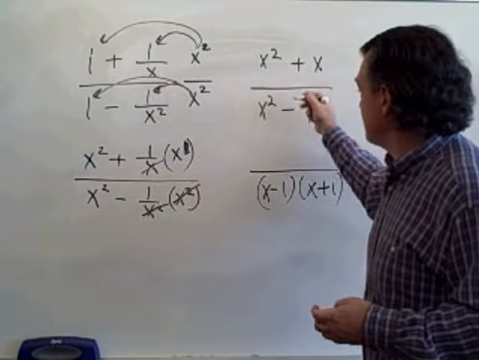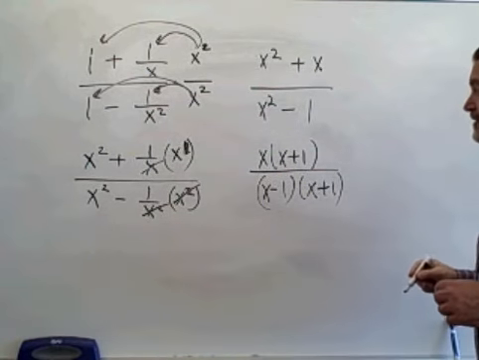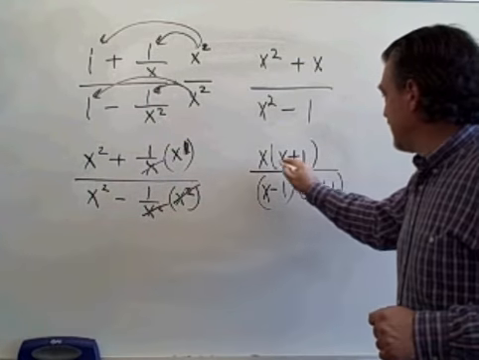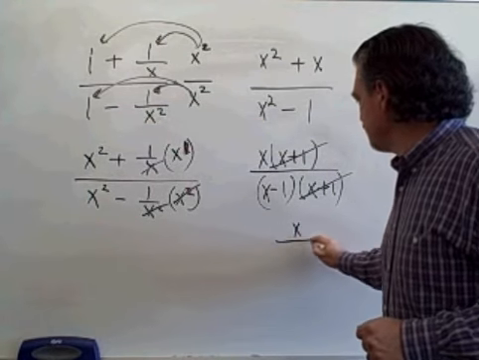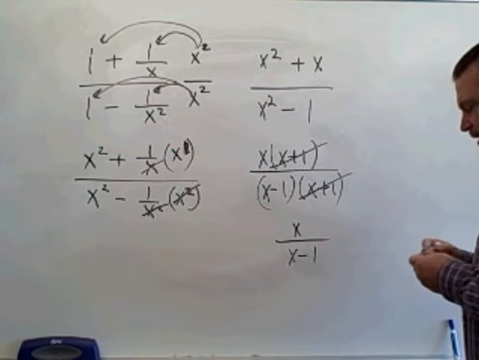And can't I factor a common factor of x out of each of those terms? x squared plus x could be factored into x times the binomial x plus 1. And now I have common factors that can be canceled. And our simplified fraction is x over x minus 1.